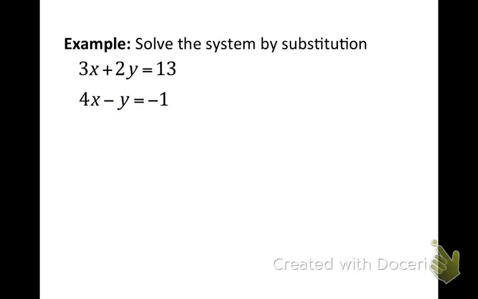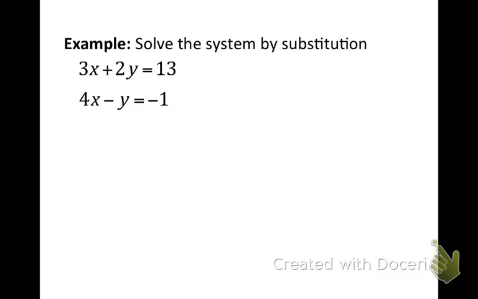4, 2. Good catch. Next one. 3x plus 2y equals 13. 4x minus y equals -1. Which variable would you solve for? Me personally, I would go for y in the second equation because I'm looking for one that has a coefficient of 1. Preferably, I want one that has a coefficient of 1 and is positive, but I don't have that. So, how do I solve that for y?